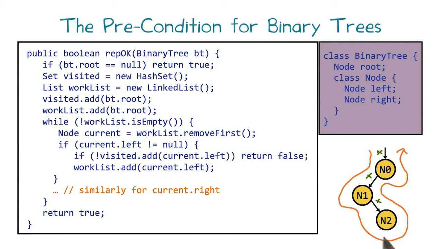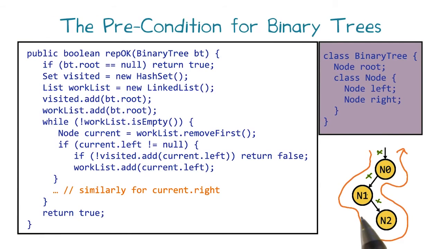We then visit the left child of node n2, which is null. So we then visit the right child of node n2, which is also null. When we cannot go right any further, we return to the parent node. In this case, we return to node n1.